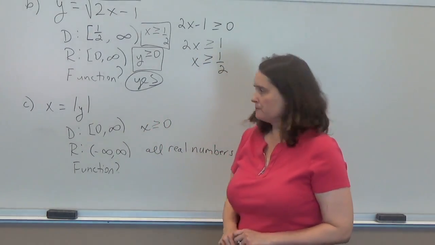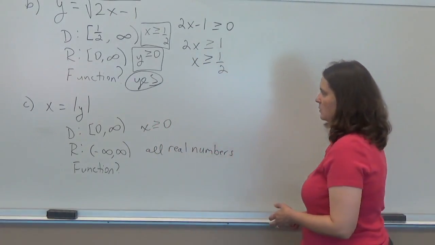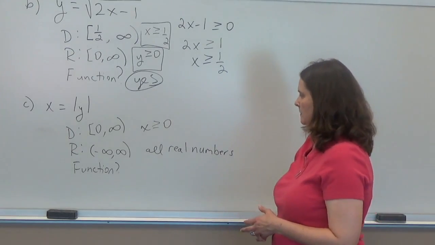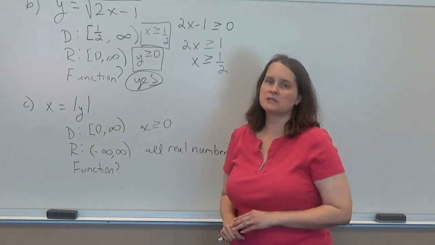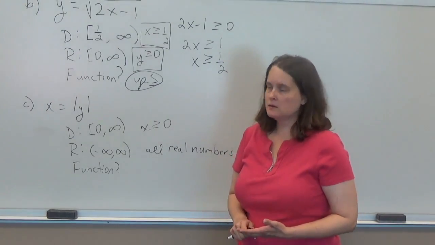Is this one a function? X equals absolute value y. If it's a function, that means that every value that you put in for x will always give you exactly one y value back. Will that happen?